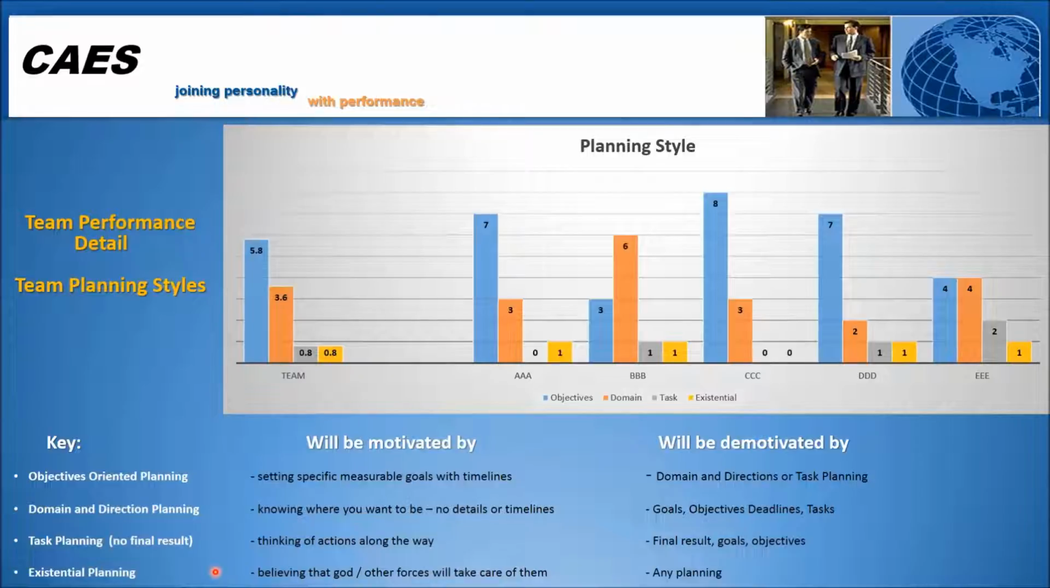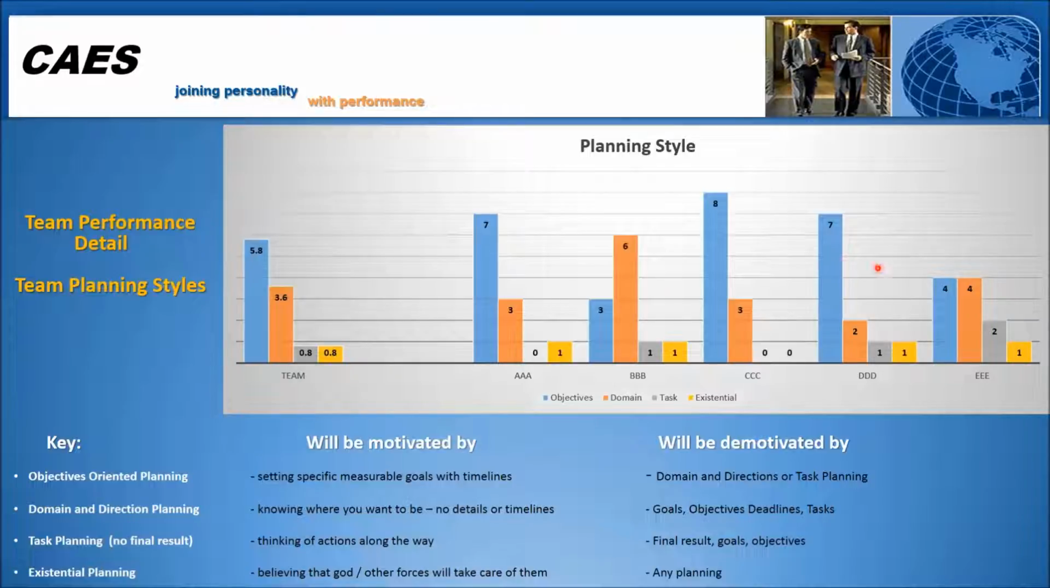The next is called existential planning, and this is where people believe that there's some higher force that will take care of them, and in effect it's not really planning at all. We can first look at our team preferences, and we see that the majority of our team members prefer objectives-oriented planning, and that's evident in the preferences of member A, member C, and member D.